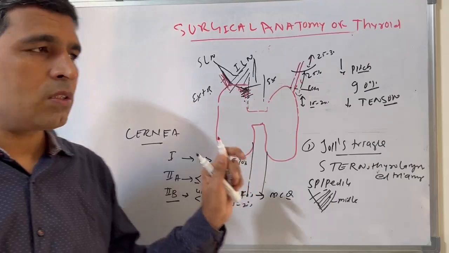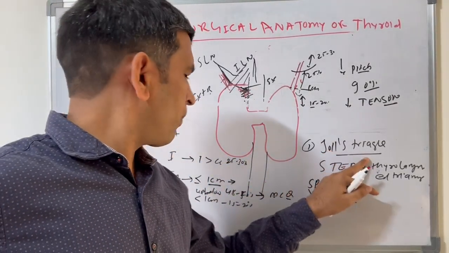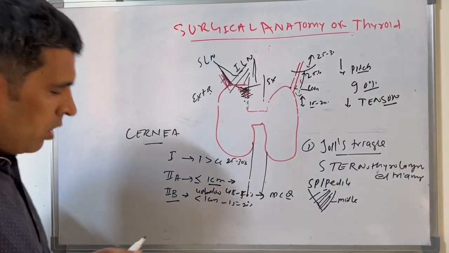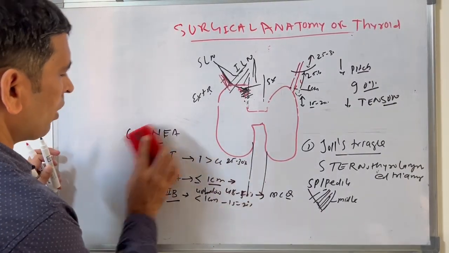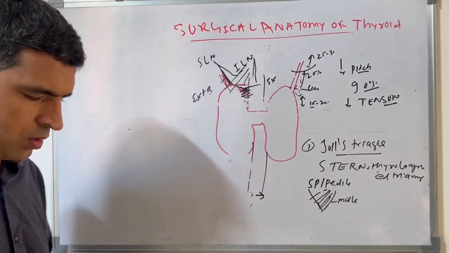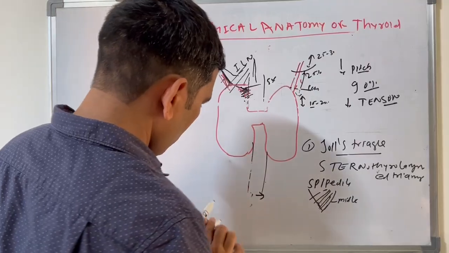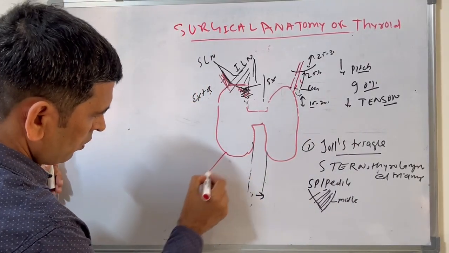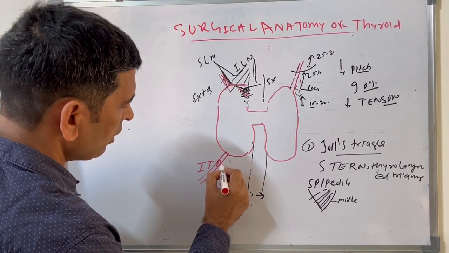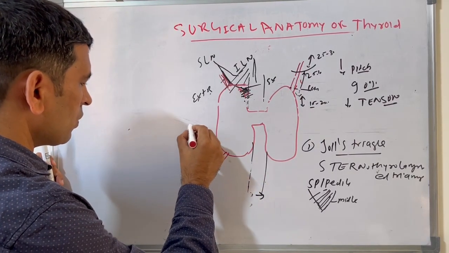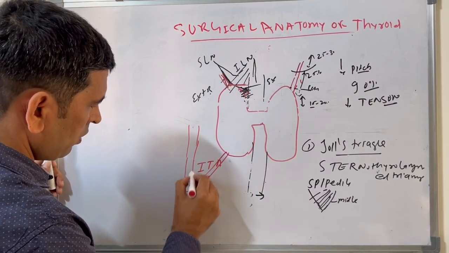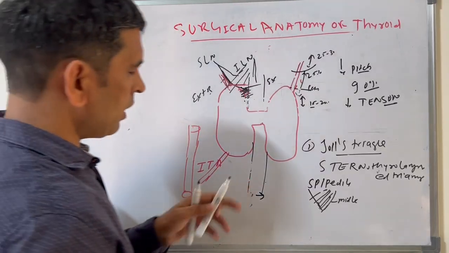So two things are there: Jones triangle and this Cernia classification. Another, for recurrent laryngeal nerve, are two triangles. This is the inferior thyroid artery, and this is the common carotid, and this is the trachea.